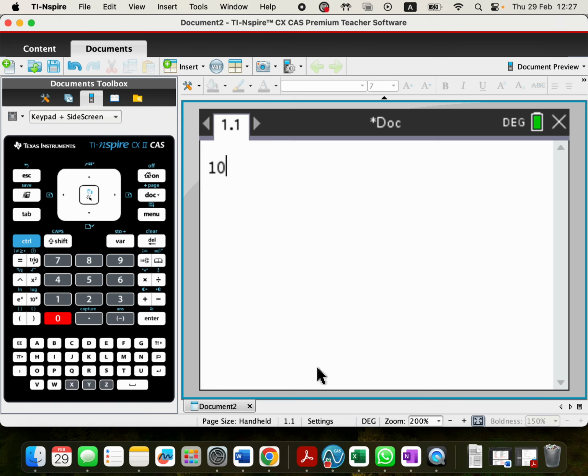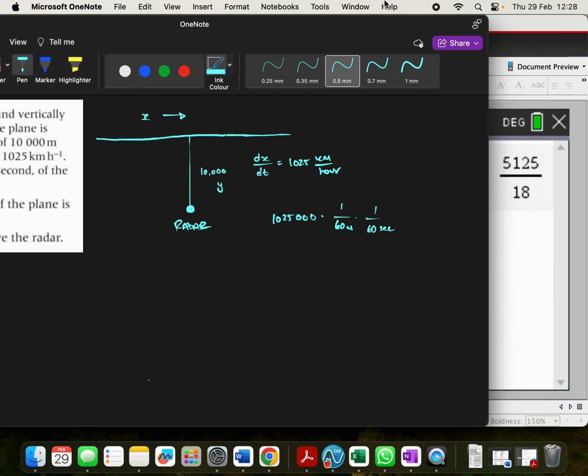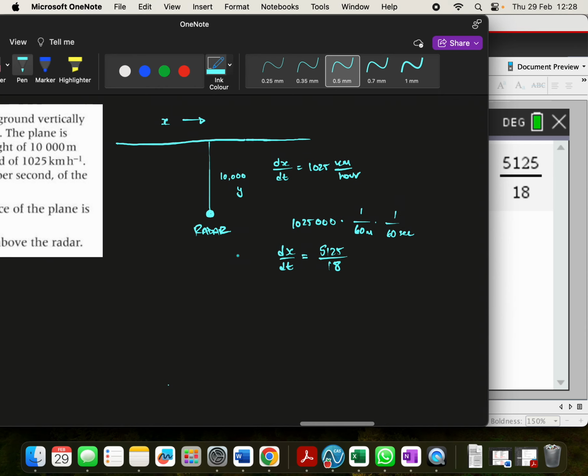So 1025,000 times 1 over 60 times 1 over 60. That is going to get me that value there. So my actual dx dt is going to be 5125 over 18. All right, so that's got me to there.